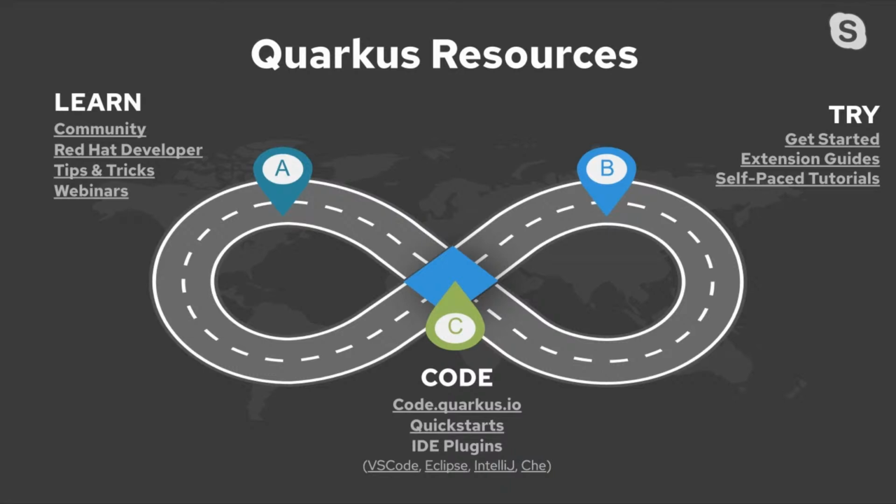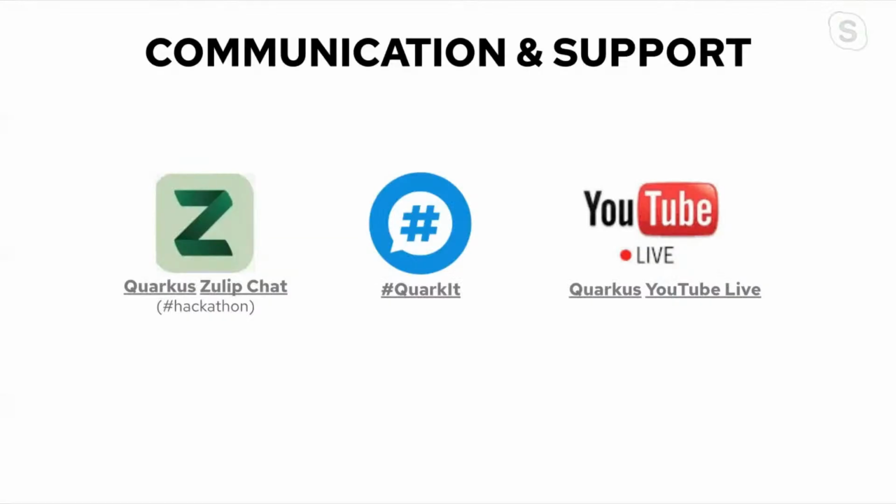Lastly, I just want to make sure everyone knows that the best place to get help is to be a part of the Zulip chat. So sign up today, and obviously I encourage you to participate overall in the community, but there is a hackathon stream available there that will be answering all the questions. So please submit there. Once again, we've got the Quarkit Twitter handle or hashtag, so please use that.